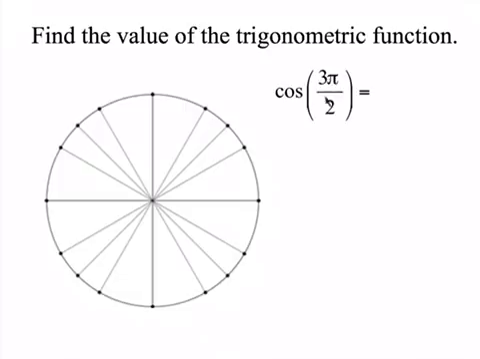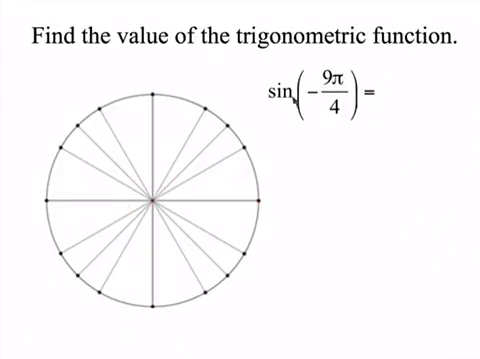So we want cosine of 3 pi over 2. So let's find 3 pi over 2. Right there, 3 pi over 2, well, that's 1 pi, and I want 1.5 pi, so there we are. I want that right there. Okay, the coordinate down there is 0, negative 1. And if I'm asking for cosine, I want the x. So I want that number right there, so my answer is 0.